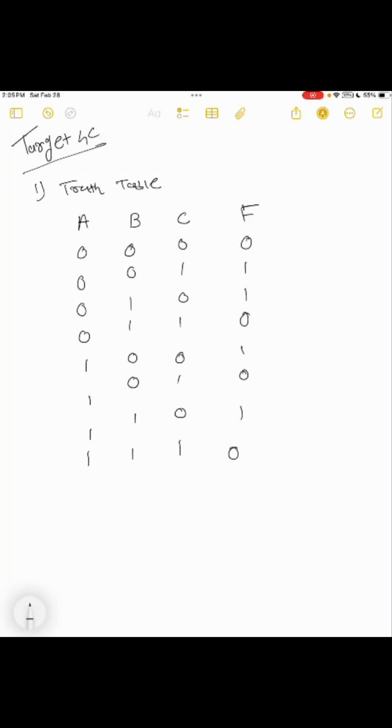Hi, this is Karthik Pandya, and today in this video I am going to demonstrate the learning target 4C for the class 1 CSC 120. Target 4C says that I can define SOP and POS forms, both canonical and standard.